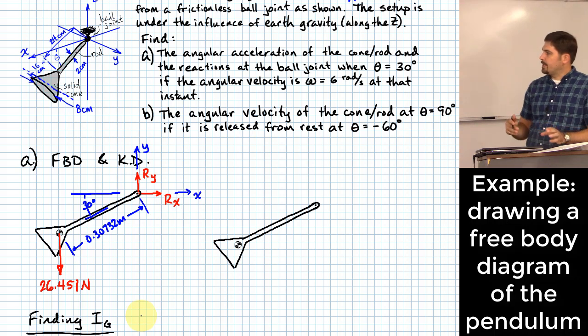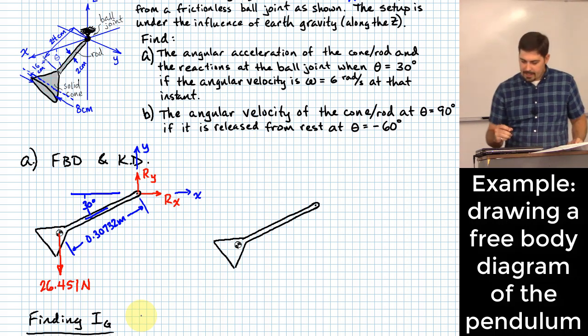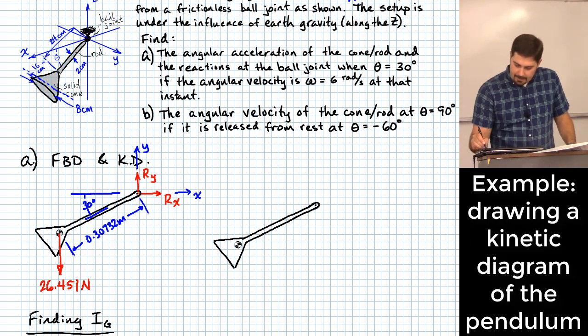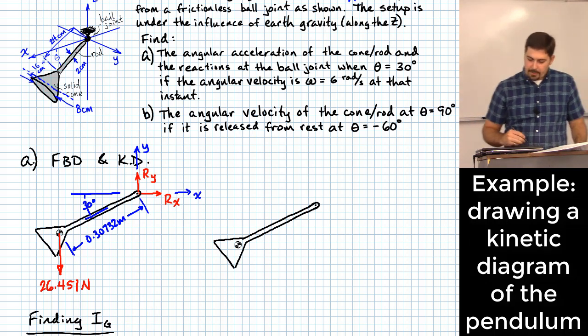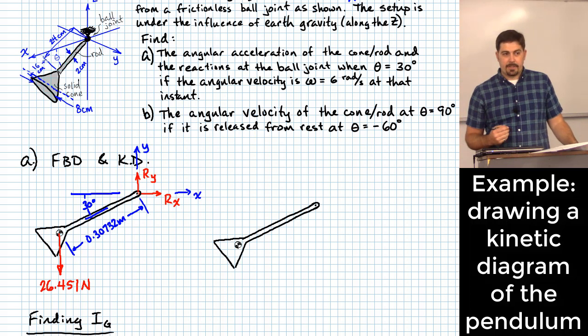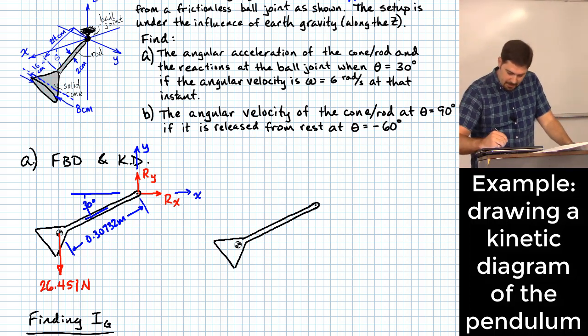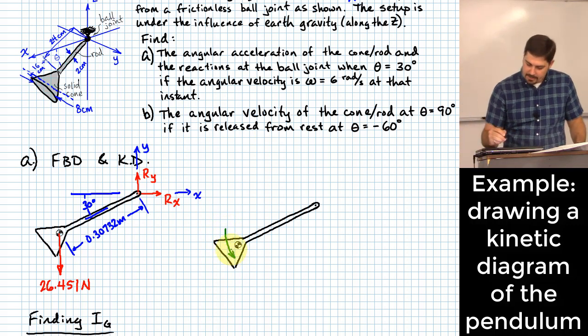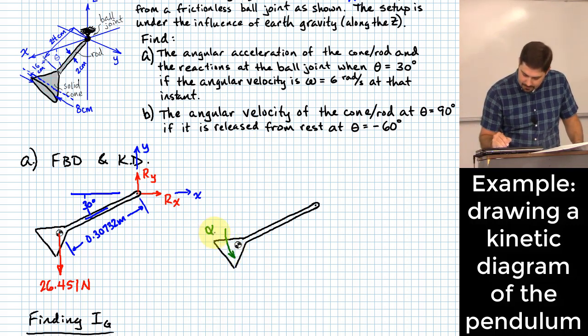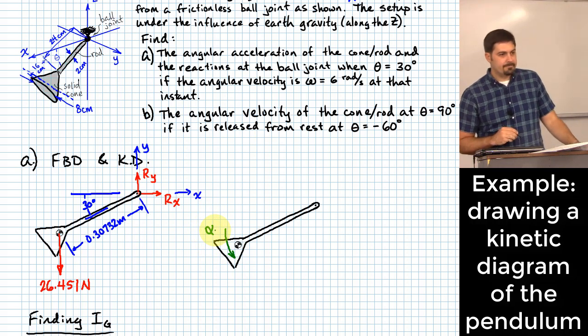Let's go over to the kinetic diagram. So the kinetic diagram, one thing we can easily put on here really quick is that we're trying to find this angular acceleration, and that is a property for the entire body. I can just go ahead and put that on there. I can say this thing's going to have an angular acceleration of alpha. That's what I'm trying to find, right?